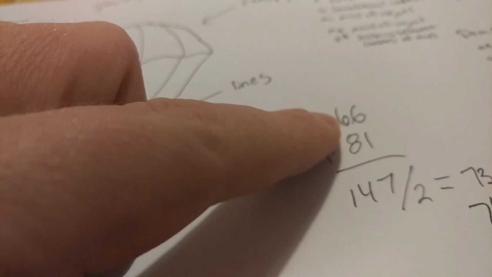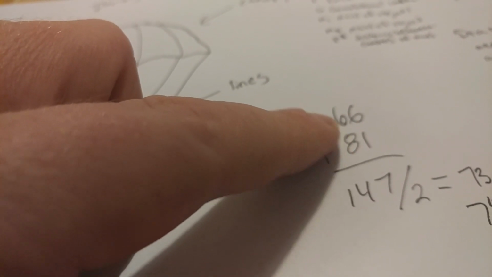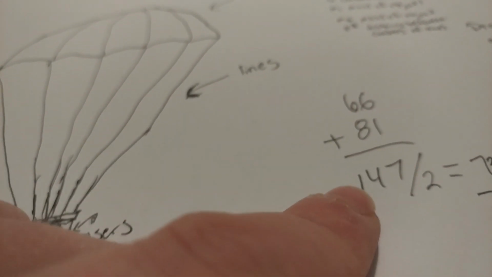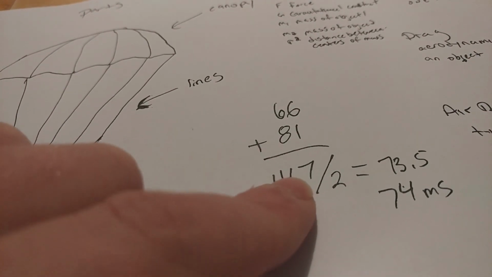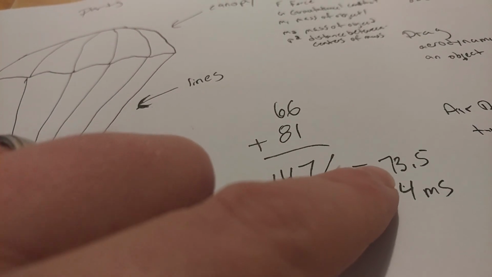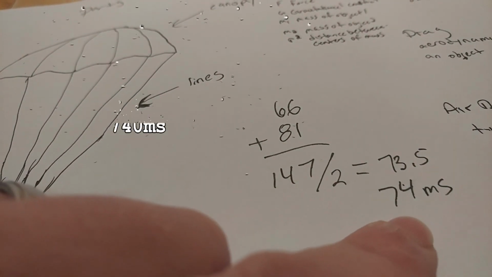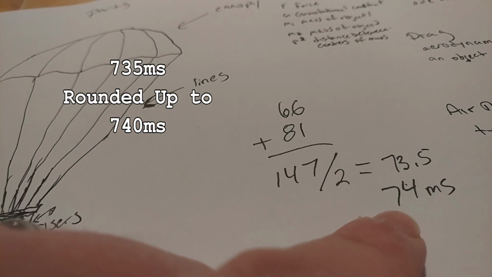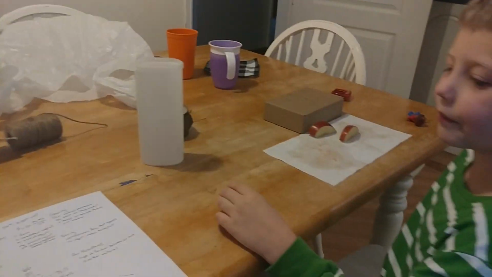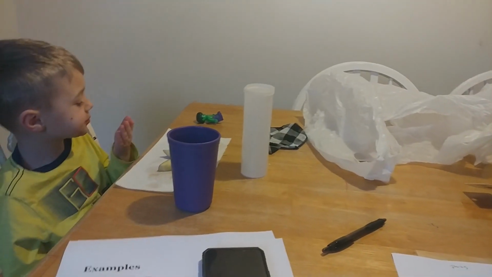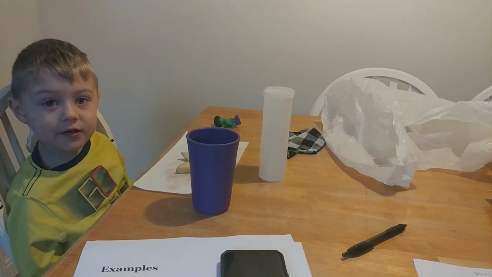Yeah, it's probably only due to the fact that I didn't press the button as quickly with Ollie as I did with you, Ian. But we're taking an average. So we added those together and we got 147. And then we divided that by 2 to get an average of 73.5 milliseconds. And we'll round it up to 74 milliseconds. Now, we're going to build our parachute to see if that fall time increases. All right, let's build our parachutes.